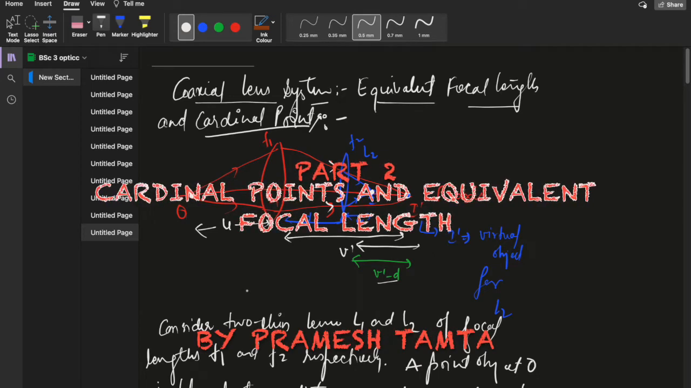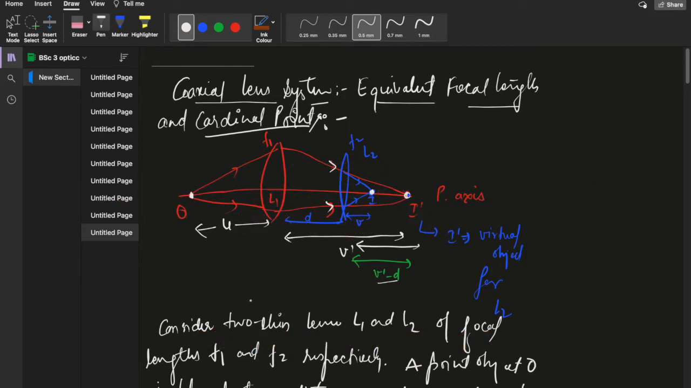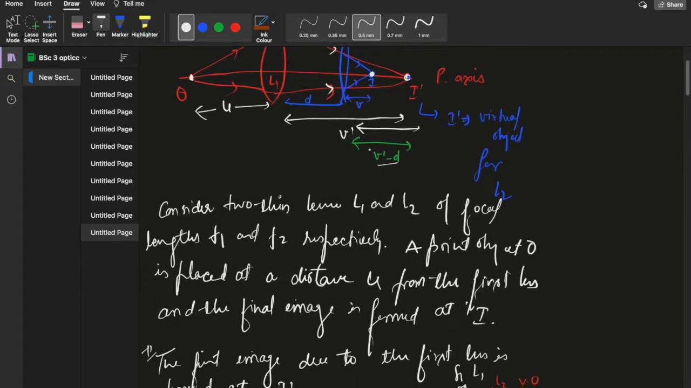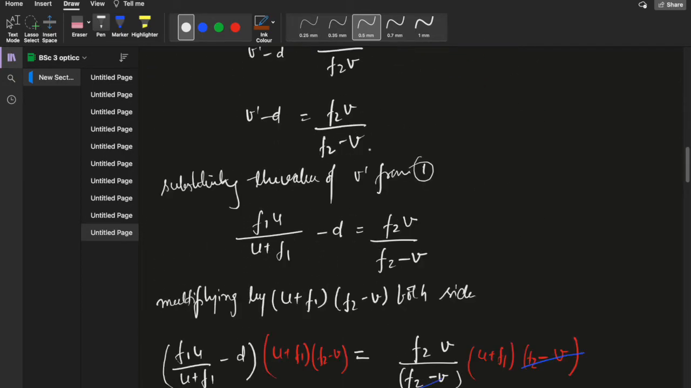So in our yesterday class we discussed the equivalent focal length and cardinal points for our coaxial lens system. So this was our slide. We had taken the two lens systems and an object O located at distance u. The image formed by the first lens is I dash, and later on it will behave like a virtual object for lens 2, and the final image is formed at I. This we have already discussed in our last lecture.